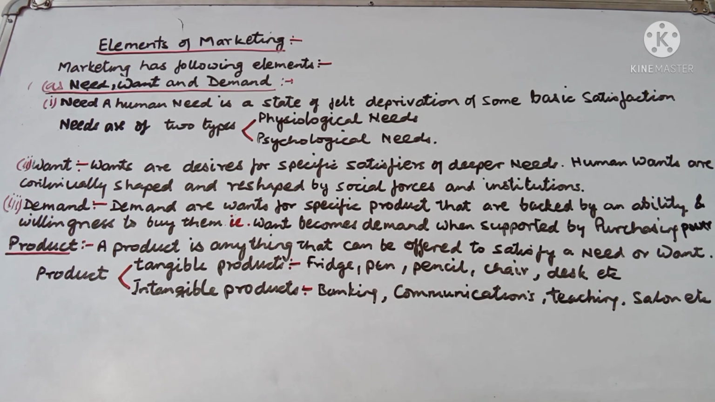A need, what is a need? A human need is a state of felt deprivation of some basic satisfaction. Earlier in the definition, I mentioned this need. Now what is this need? A problem, a state of felt deprivation. That means the thing which we do not have, that state of mind or that state of situation is called a need. So a need is a problem which is not there with the person, or with any human being, which gives some basic satisfaction. Every problem has a solution.